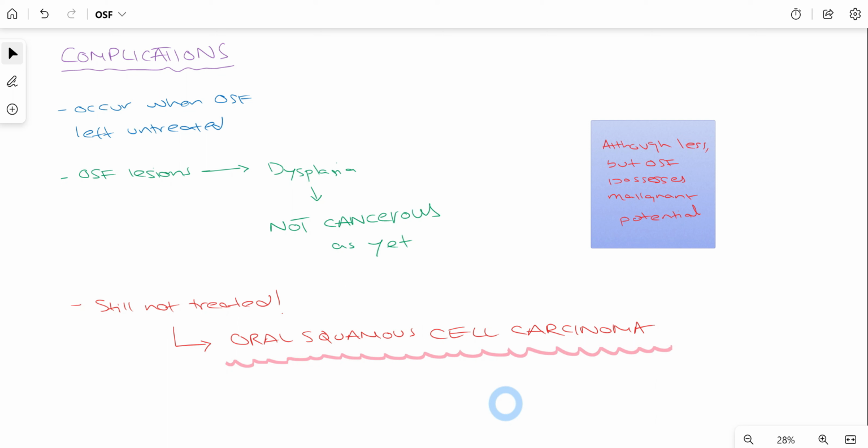That is a very serious condition because the patient's life depends on how you manage oral squamous cell carcinoma. If the OSF was treated on time, the patient would not have developed oral squamous cell carcinoma, and this is a life-threatening condition for the patient, with a very low 5-year survival rate. However, the chances of OSF converting into cancer are less, but it does have malignant potential. We have to keep that in mind and treat OSF on time before it leads to cancer.